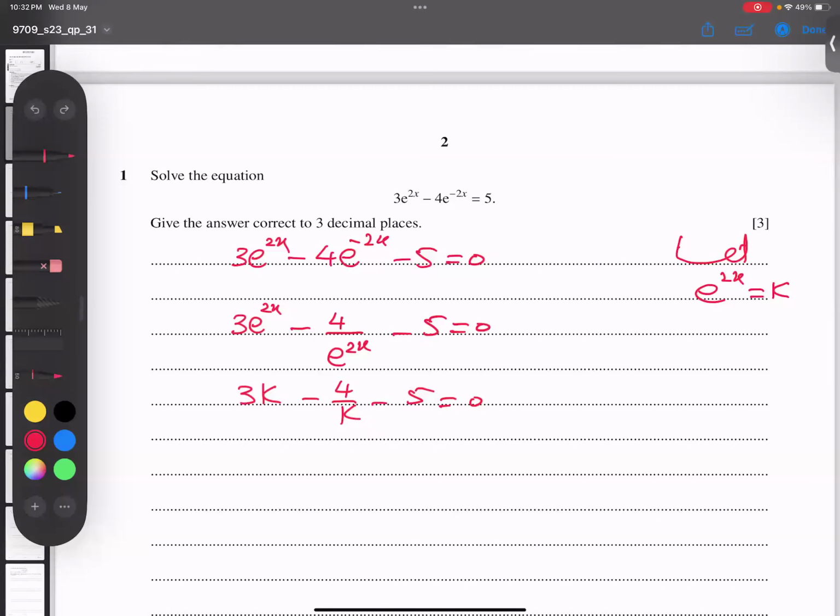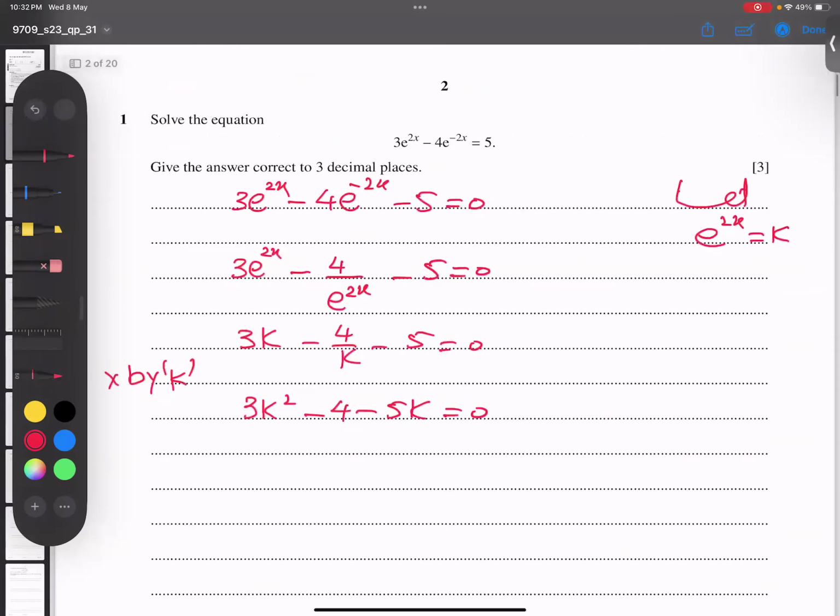I have two choices: take LCM or multiply the whole equation by k. Into k here, I get 3k squared. Into k here, k cancels, I get a 4. Into k, I get 5k equals 0. Reorder: 5k comes in the middle, 4 goes later.